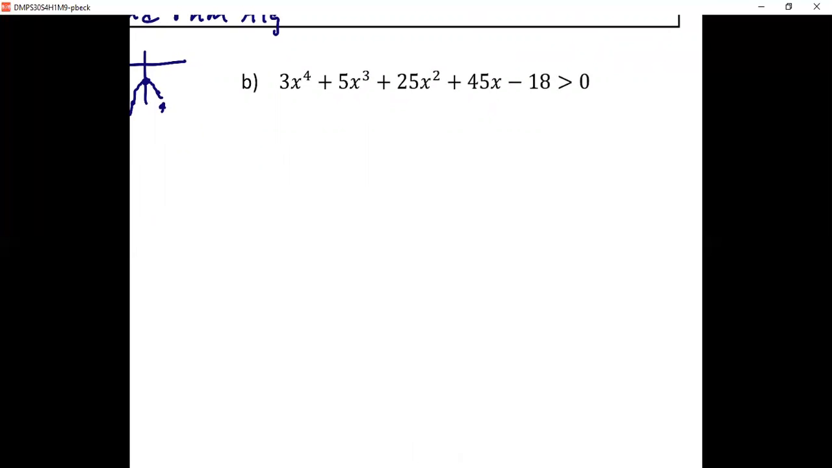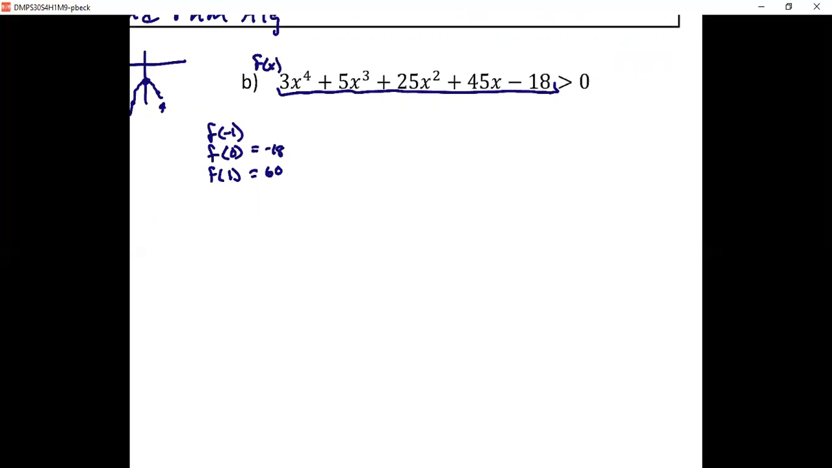So let's go ahead and say, once again, I'm going to look at this as f of x. So what's f of 0, what's f of 1, and what's f of negative 1? So f of 0 is going to be negative 18. And for those of you who are like, there's no function f, this is the function f I'm looking at. What's f of 1? If I plug in f of 1, I get 3 plus 5, which is 8. 8 plus 25 is 33. 33 plus 45 is 78. 78 minus 18 is 60.